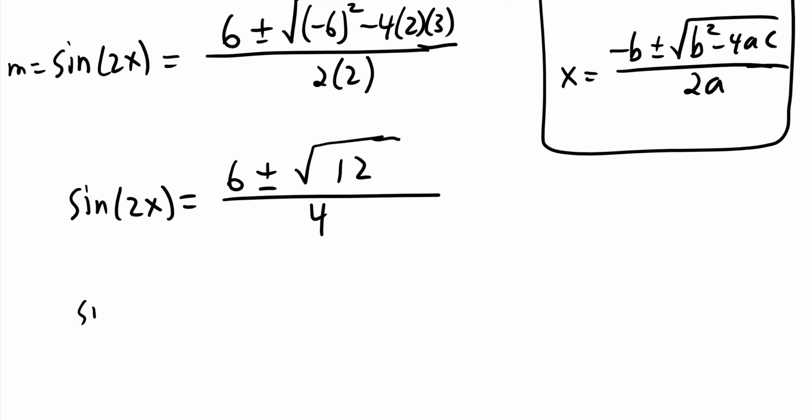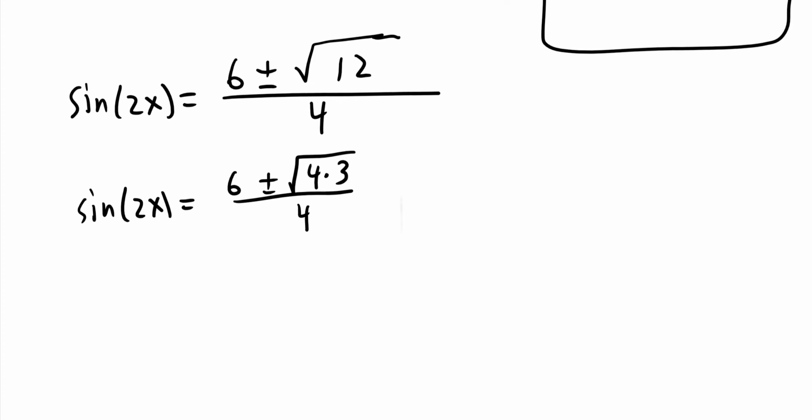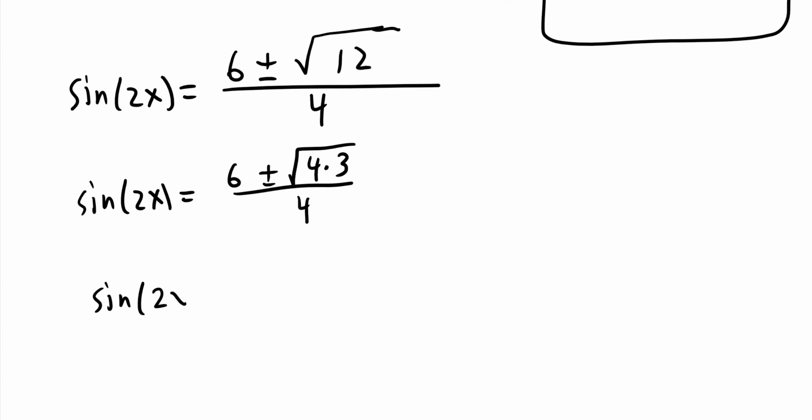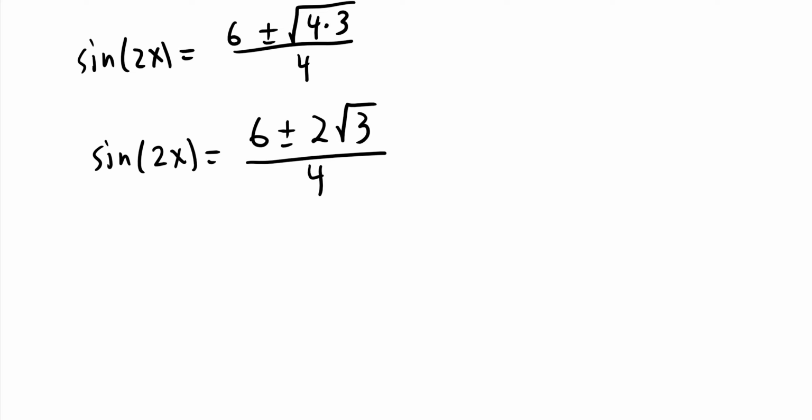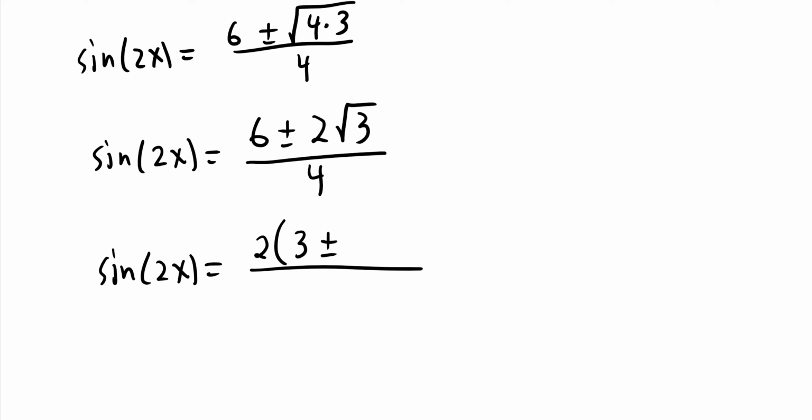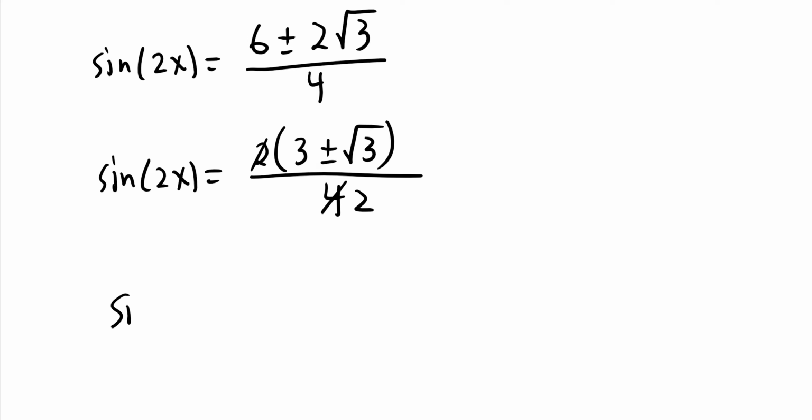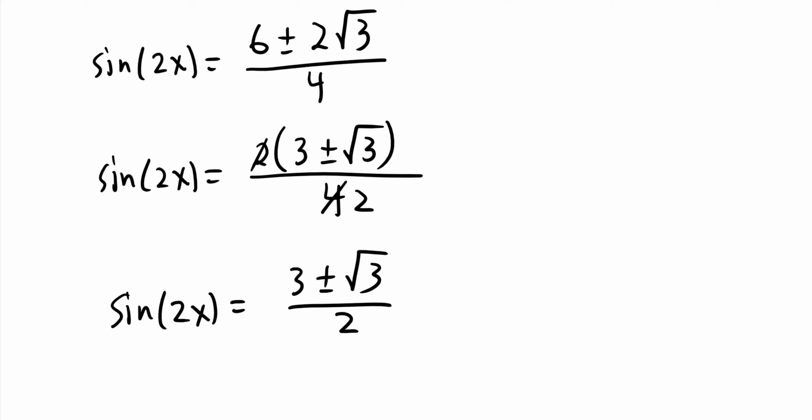We try to simplify if possible. Like the 12, I can simplify it by rewriting as 4 times 3. Then we can take the 4 outside as a 2 and keep the 3 inside. And I can't simplify 4 with 2. Don't reduce it that way, or 6 with 4. So the only way to reduce this is to factor a 2 out first, and 3 plus or minus the square root of 3 over 4. By 2, 1, by 2, 2. That gives me sine 2x equals 3 plus or minus the square root of 3 over 2.